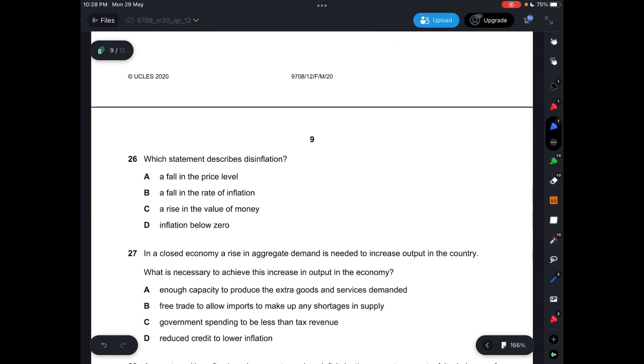Question 26. Which statement describes disinflation? Disinflation is basically a decrease in the rate of inflation. So A, it says a fall in the price level. This is deflation. A fall in the rate of inflation is correct because that's exactly what disinflation is. C, it says a rise in the value of money. This is deflation. Inflation below zero is also deflation. So the answer is B.